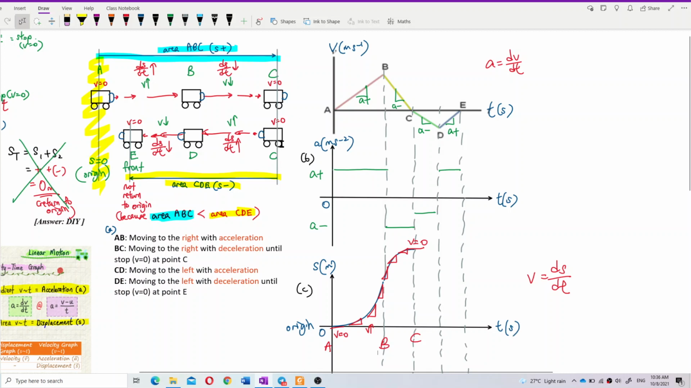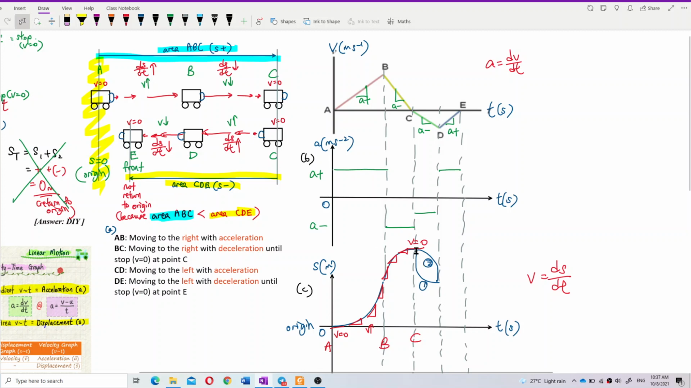Now C to D is moving back to the origin. You see that? It's moving back to the origin, but it's becoming faster and faster. So how does the graph look? Becoming faster and faster, the gradient increases. So is it going this way or this way? Is it the first one or the second one? Which one has gradient increase?